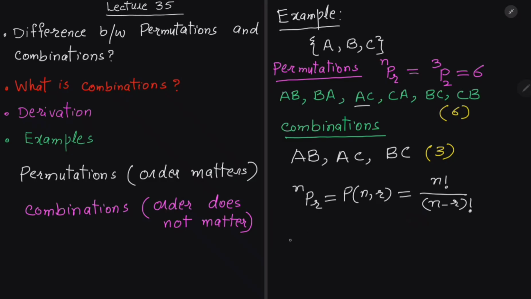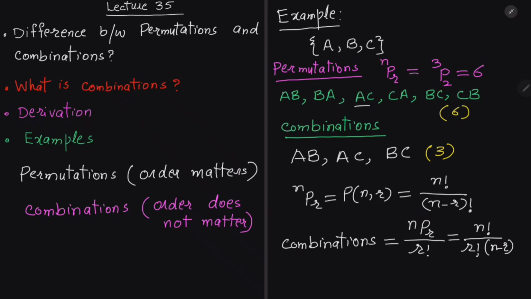So the formula for combinations will be equal to nPr divided by r factorial. nPr is n factorial over (n minus r) factorial.